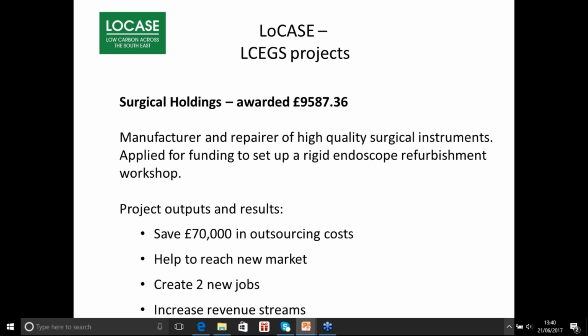This organisation is a low carbon business because it is recycling and repairing equipment rather than relying on throwing things away and buying new.